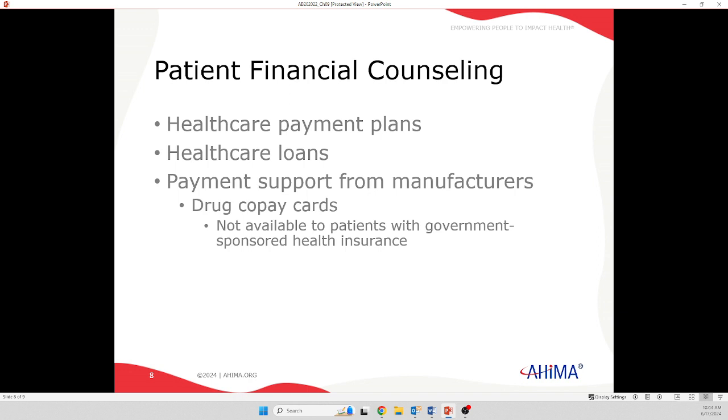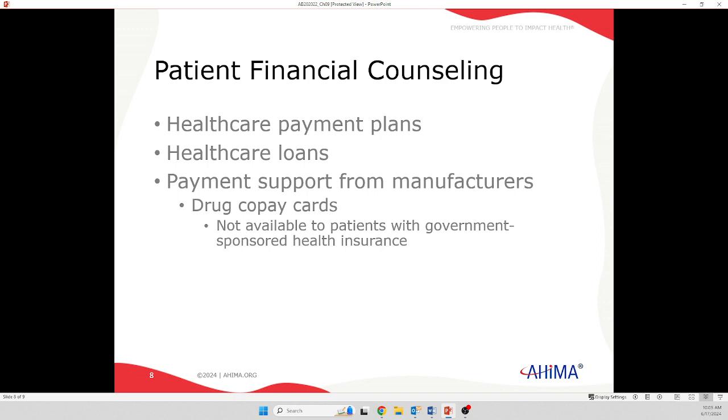And we have two examples here. We have the healthcare payment plans. We also have a healthcare loan. Remember that this was in an earlier slide, but just to remind you, the amount of money owed by the patient is considered out-of-pocket care. So this is a way of us helping that patient come up with a plan to pay that basically unexpected cost.